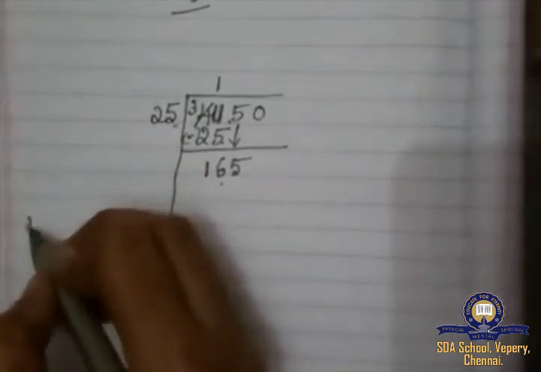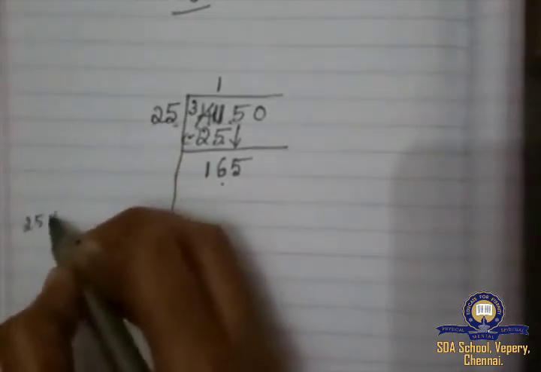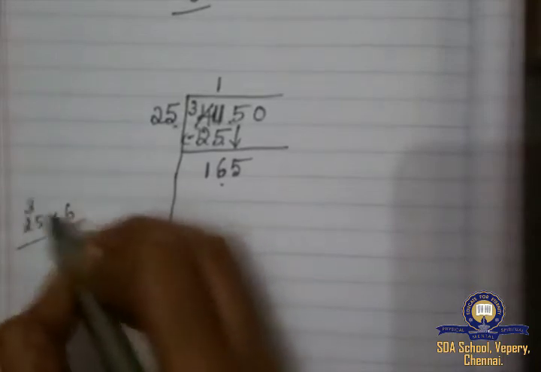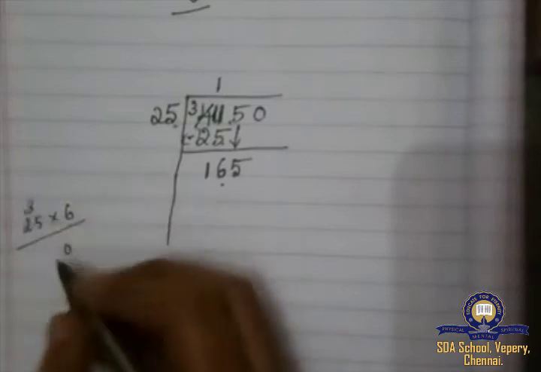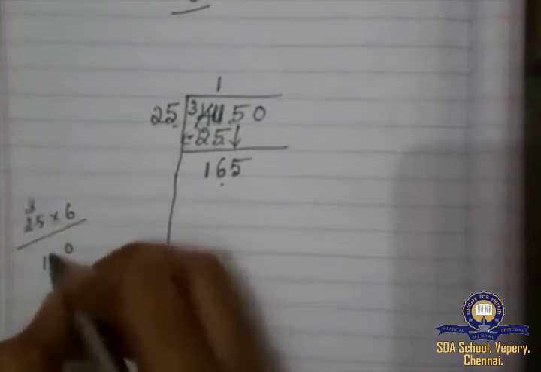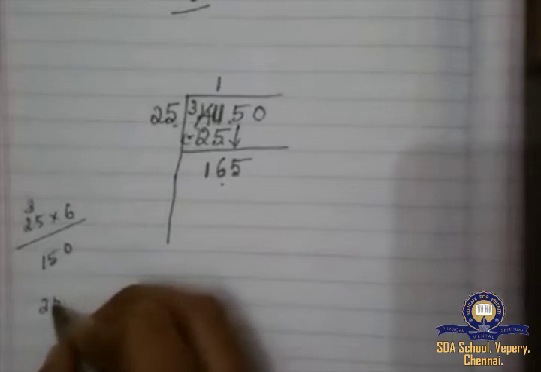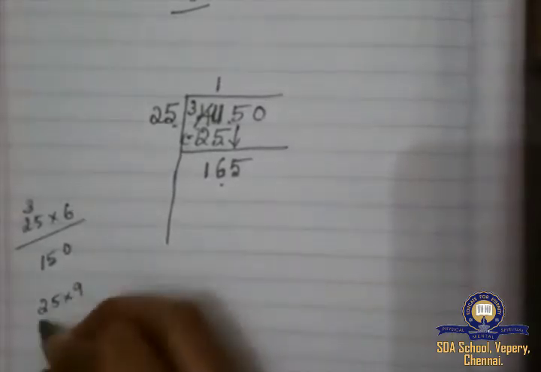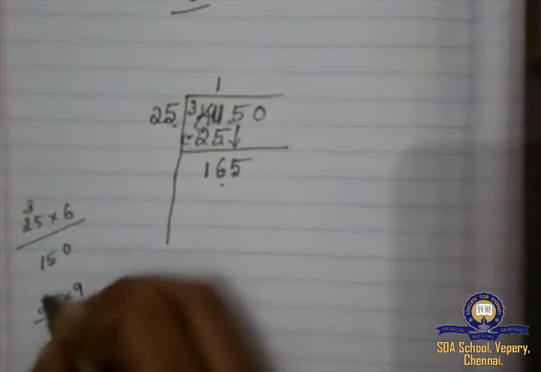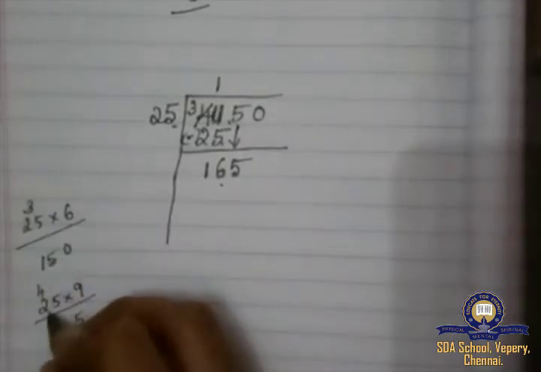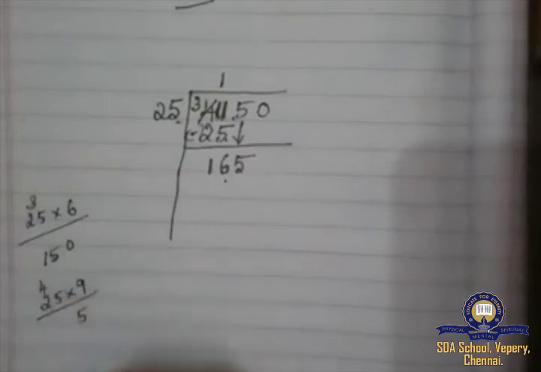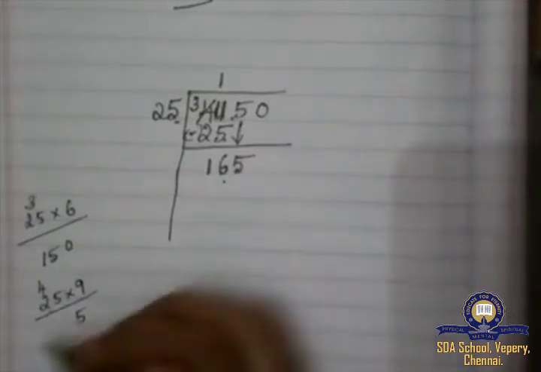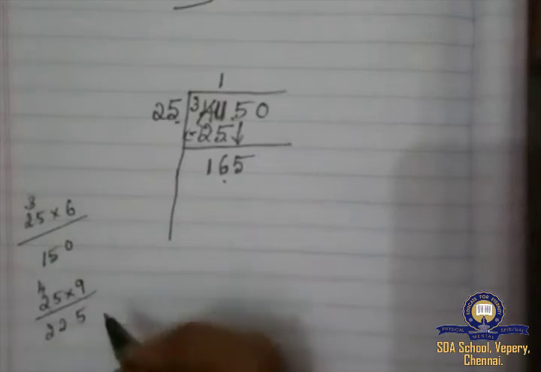Okay, 25 into 6: 6 5s are 30, 6 2s are 12, plus 3 is 15. Okay, we'll move on to 25 into 9: 9 5s are 45, 9 2s are 18, 18 plus 4, 19, 20, 21, 22. Oh, it is going to 25.